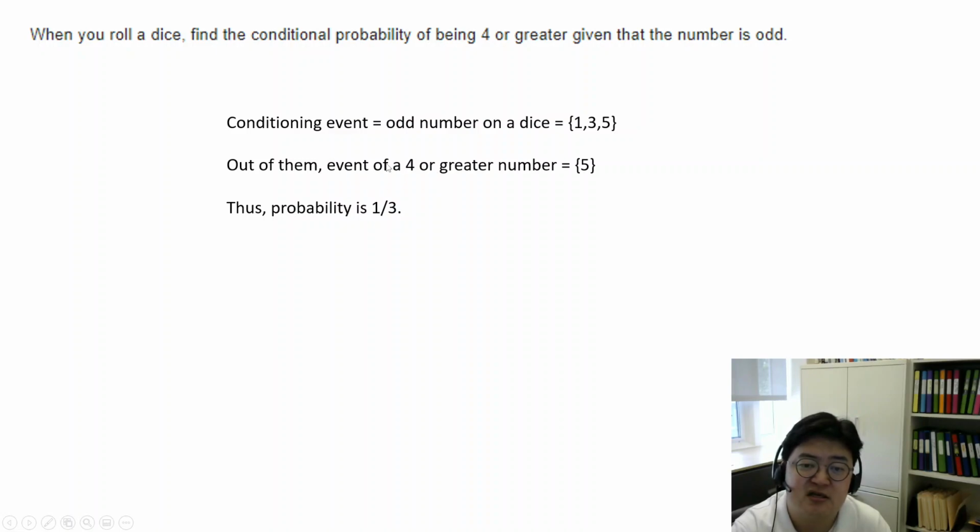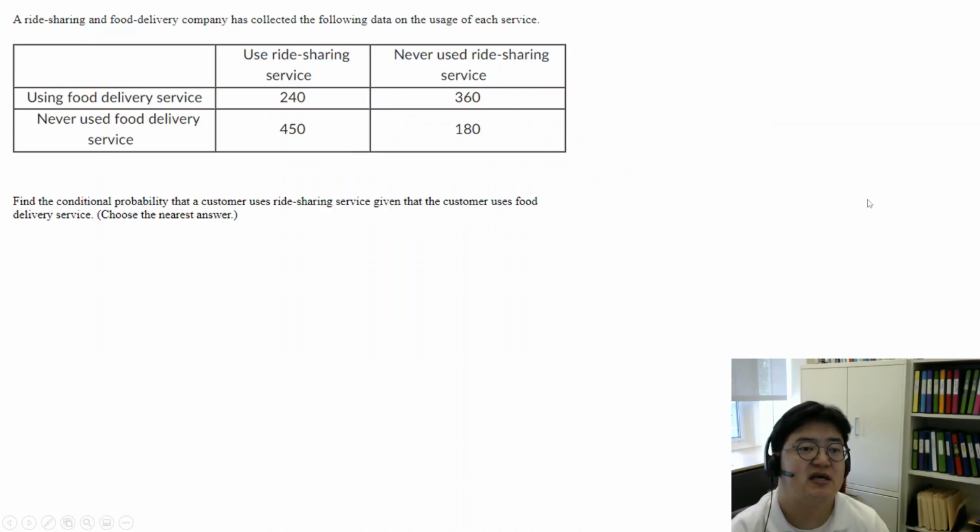So the main event is 4 or greater. That happens 1 out of 3 times, and we know each of them is equally likely. So the probability is 1 over 3. That's it. Okay, simple.